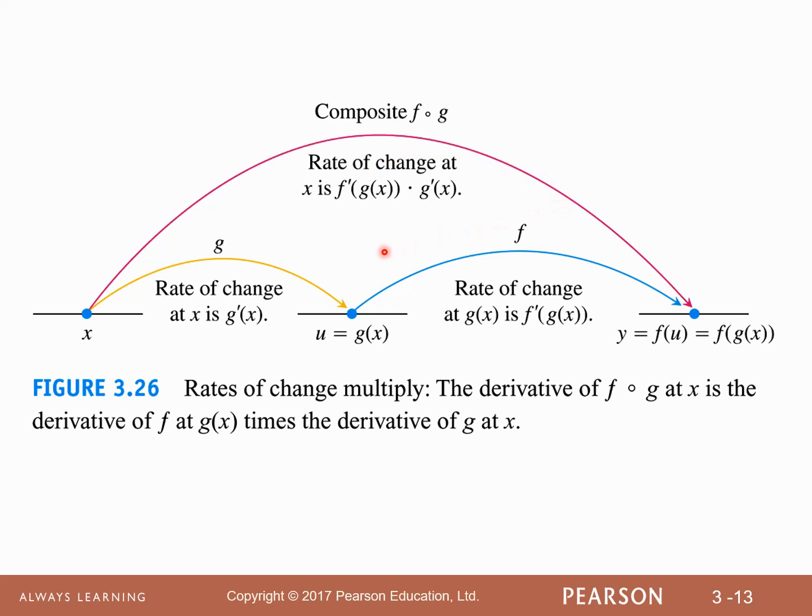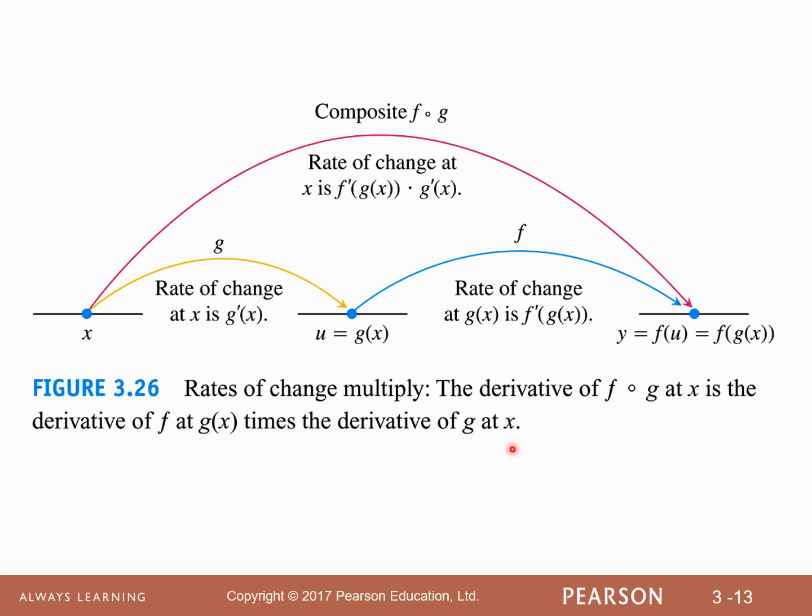Then let's go back to the two-step, which achieves the same thing, g and f. We look at the rate of change of g at x, then we take g of x and find the rate of change of f at g of x, and that will give us the same answer. So the rates of change multiply: the derivative of f composed with g at x is the derivative of f at g of x times the derivative of g at x.